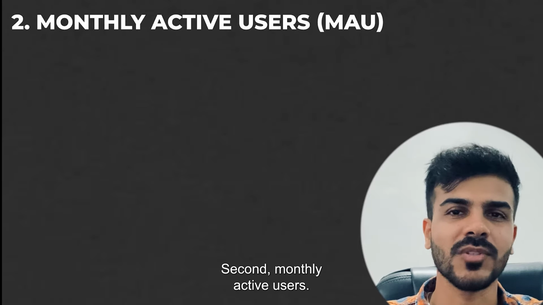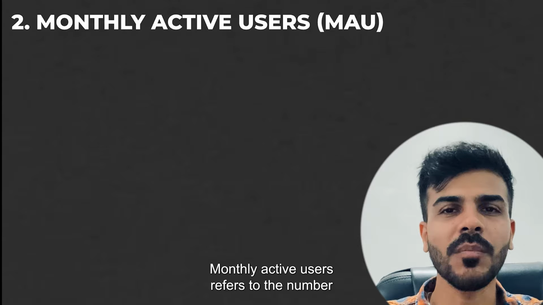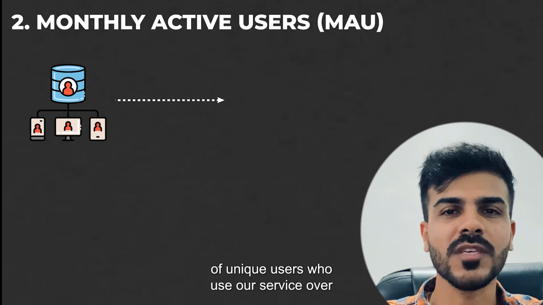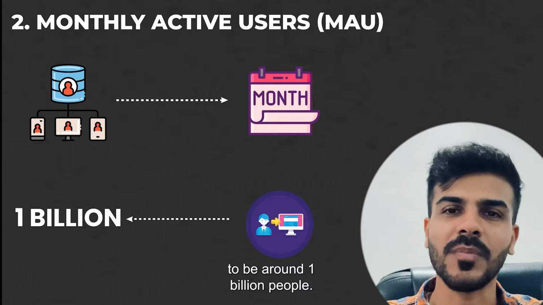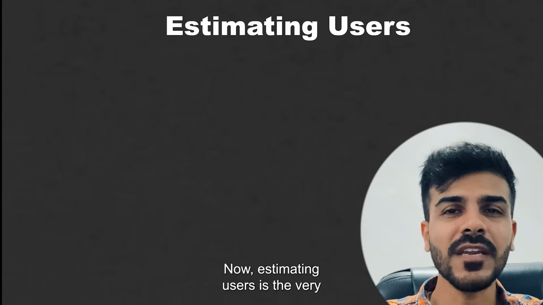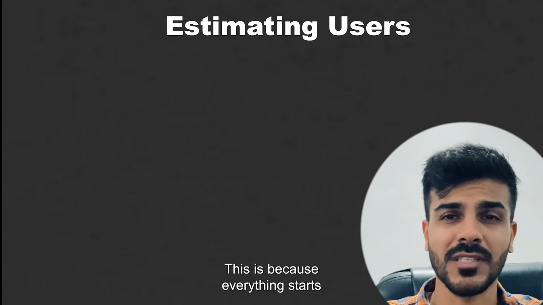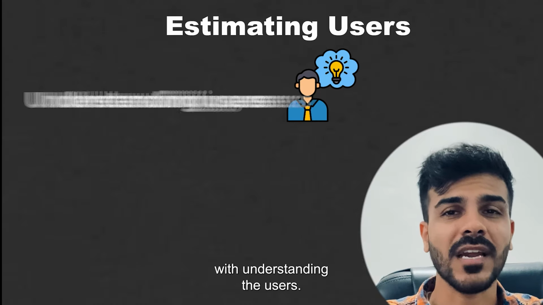Second, monthly active users. Monthly active users refers to the number of unique users who use our service over the course of a month. For our service, we estimate this to be around 1 billion people. Now, estimating users is the very first step in capacity estimation. This is because everything starts with understanding the users.